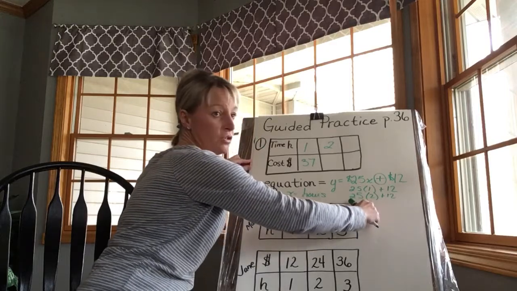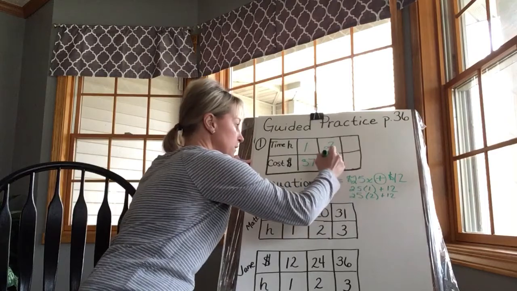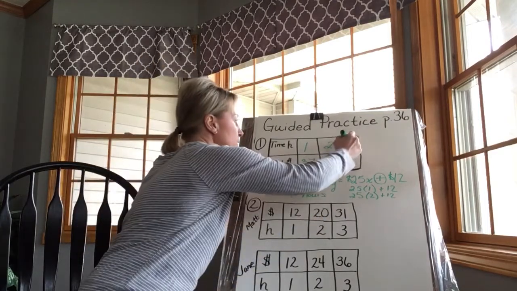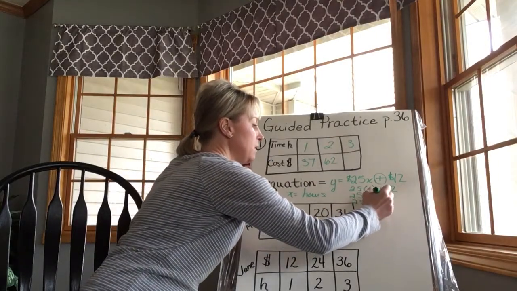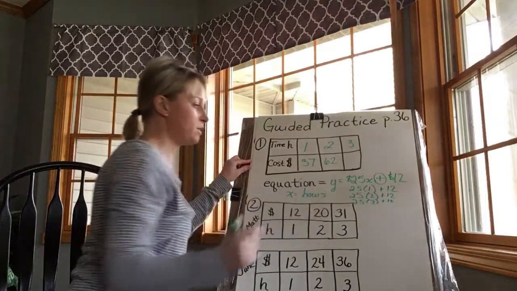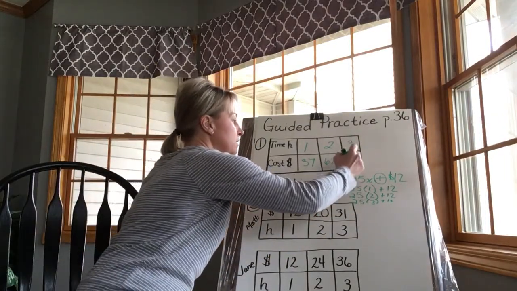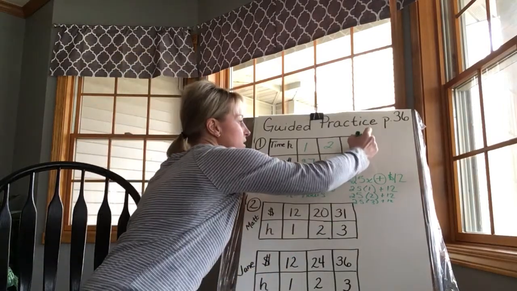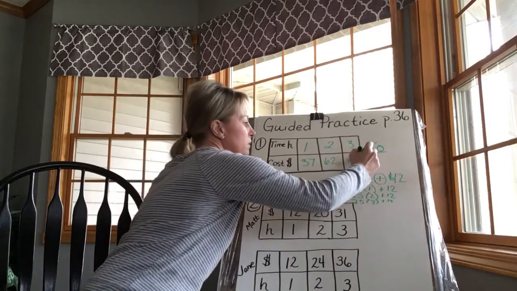So 25 times 2 is 50. 50 plus 12 is 62. And then 3 hours, you do the same thing. 25 times 3 plus 12. 25 times 3 is 75. And 75 plus 12 is 87. So the answer to this is no, not proportional.